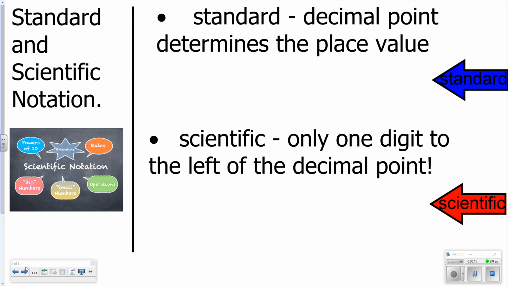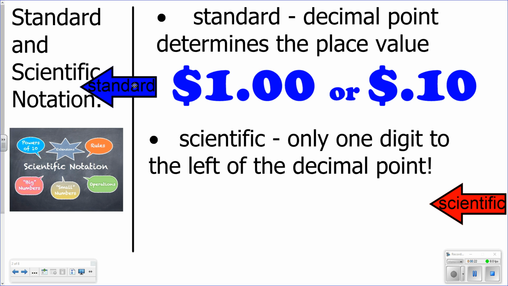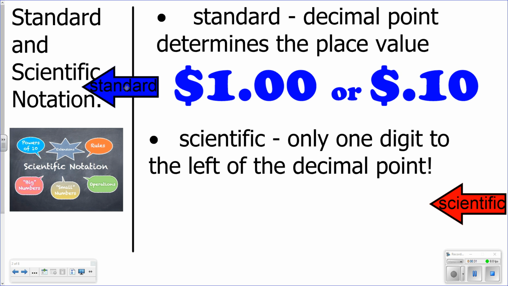So, standard form. In standard form, the decimal point determines the place value. For example, in this we have the same numbers, but the decimal point is after the one here and before the one here. So in the first number, it's $1, and in the second number, it's only 10 cents.